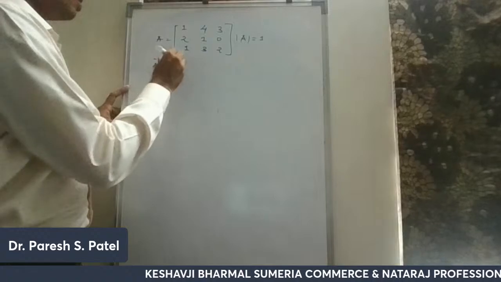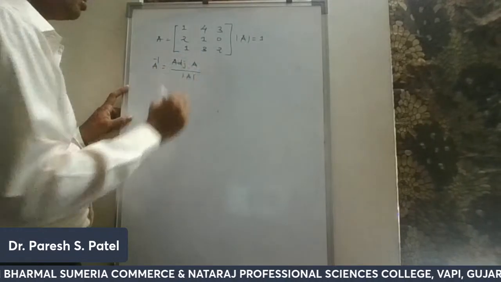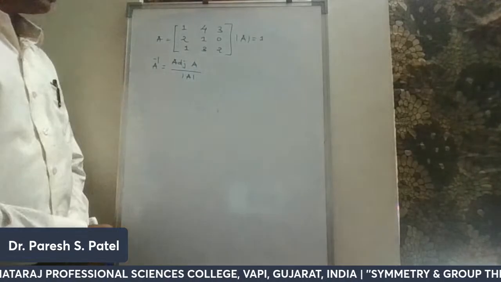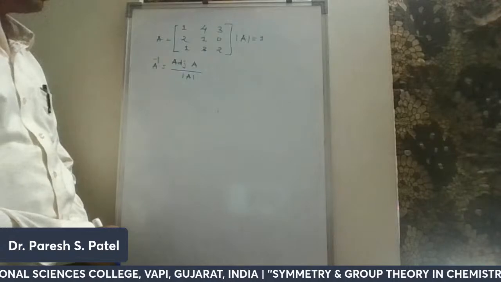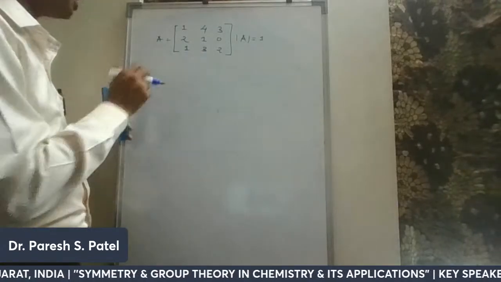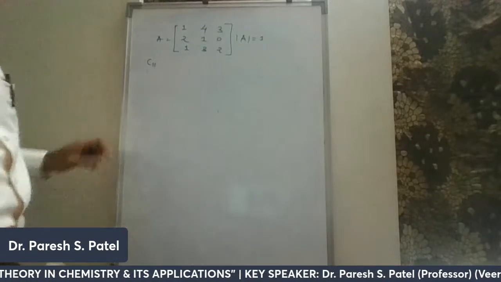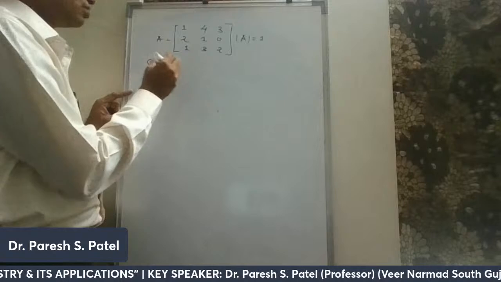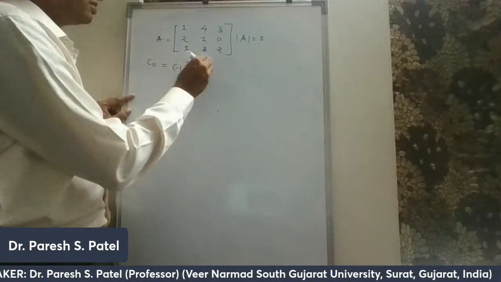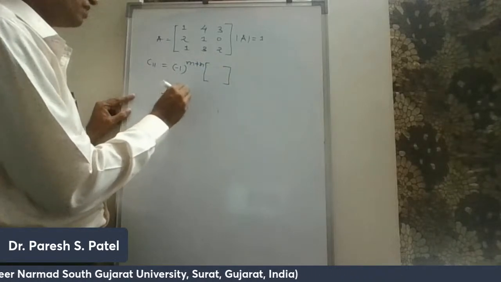A inverse is equal to adjoint A divided by determinant of this matrix. Okay, we already found out the determinant of this matrix. Now, adjoint A, to find out the adjoint A, we have to find out the values of C11, C12, C13. So how to find out the value of C11 is equal to minus 1 raised to m plus n times the remaining two-dimensional matrix.